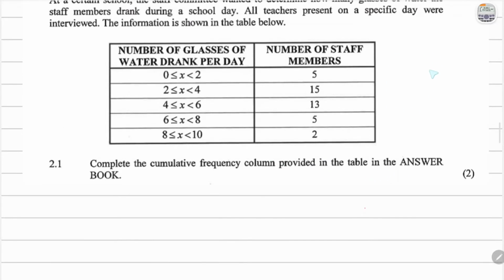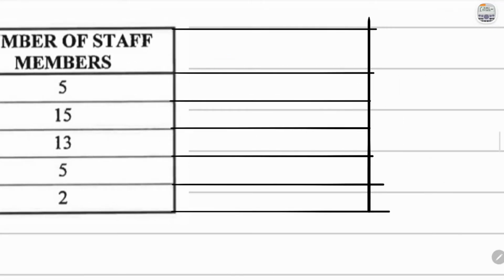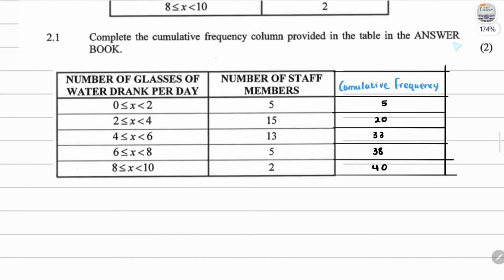So we're just going to go ahead and complete it over on this side. As the title, we'll write cumulative frequency, and now we can fill it in. It's really just the sum of the frequencies, but we're going to take them point by point. We drag the 5 over here because it's the only number so far. Then 5 plus 15 gives us 20. 20 plus 13 gives us 33. 33 plus 5 gives us 38. And 38 plus 2 gives us 40. And there we go, our cumulative frequency column is complete.